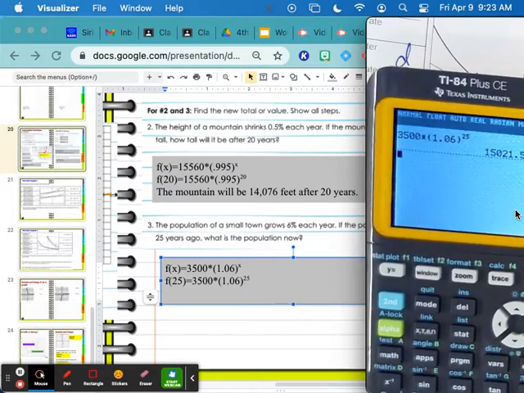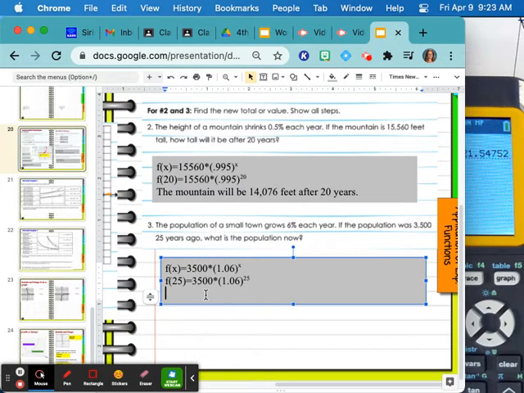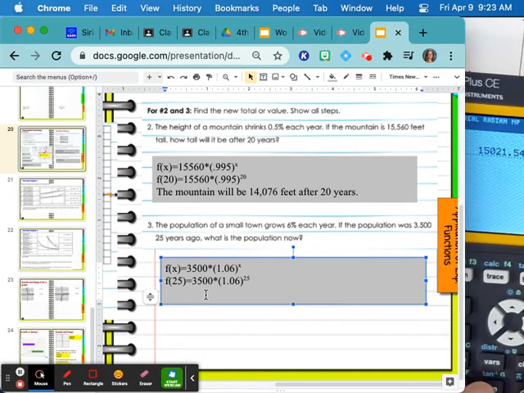All right, let's see how you did. Is this what you got? Okay, we're going to round it to the nearest person because it's population. It's talking about how many people. So that would be the population is 15,022 because of rounding.